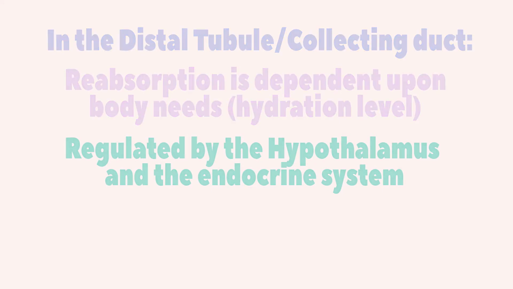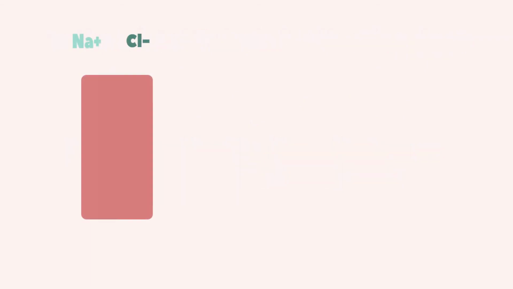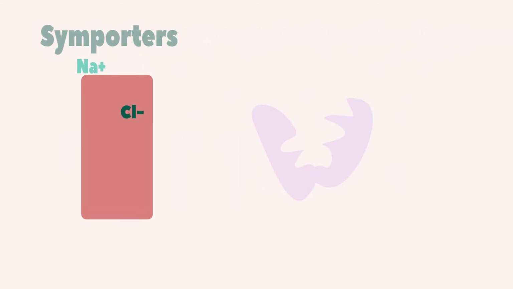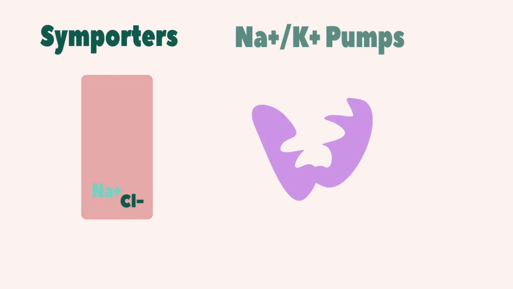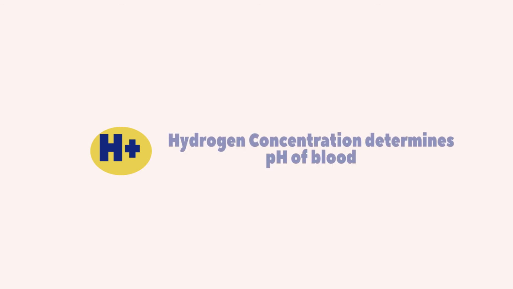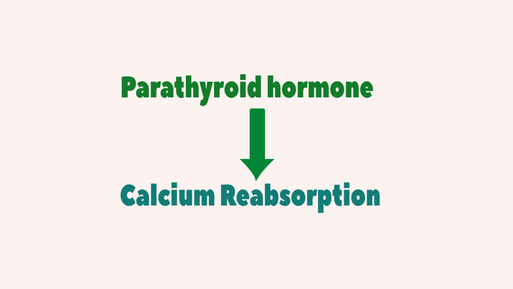If necessary, further reabsorption of sodium and chloride will be performed through sodium chloride symporter proteins and sodium-potassium pumps. Sodium is reabsorbed and potassium is secreted through these pumps. If necessary, further reabsorption of potassium will occur through hydrogen-potassium pumps, in which potassium is reabsorbed and hydrogen is secreted. This is also actually used to lower the blood's pH by eliminating excess hydrogen ions. Parathyroid hormone stimulates the reabsorption of calcium if blood levels are too low.